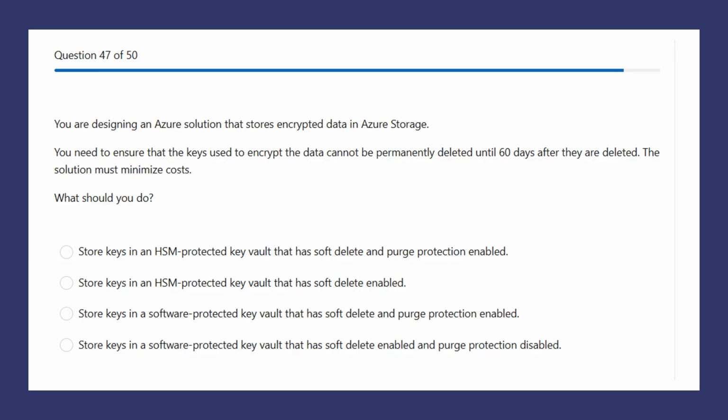What should you do? A, store keys in an HSM protected key vault that has soft delete and purge protection enabled. B, store keys in an HSM protected key vault that has soft delete enabled. C, store the keys in a software protected key vault that has soft delete and purge protection enabled. Or D, store the keys in a software protected key vault that has soft delete enabled and purge protection disabled.